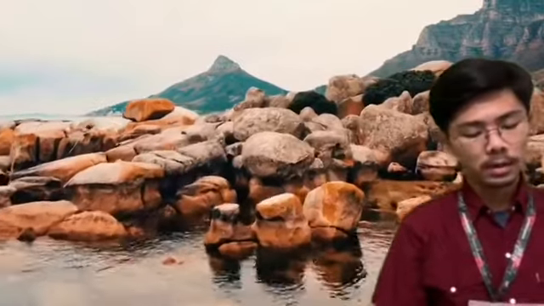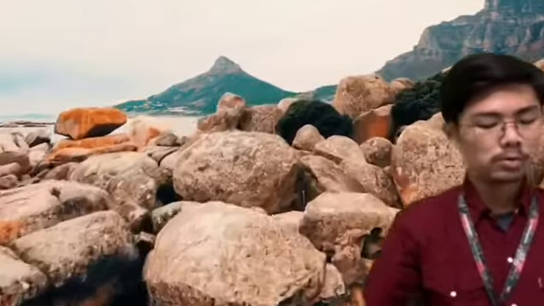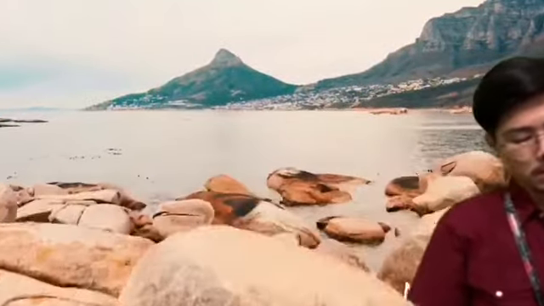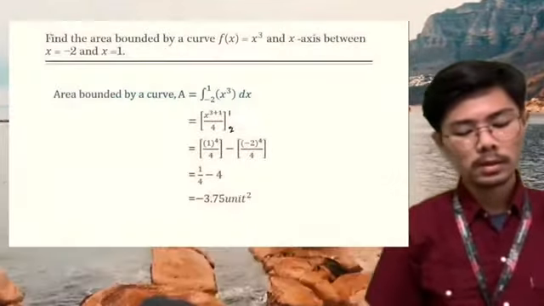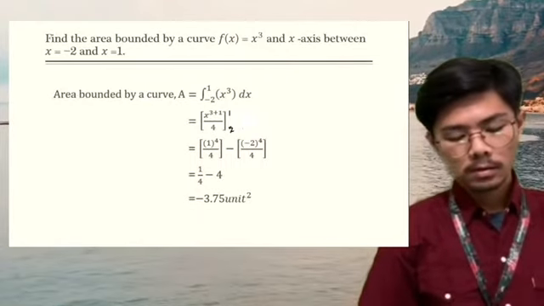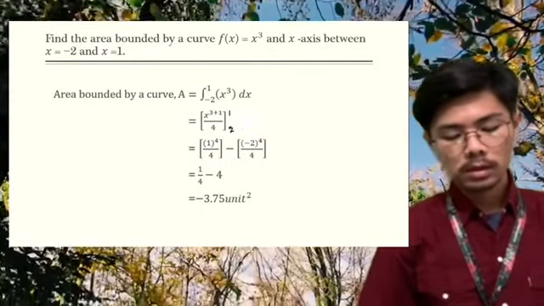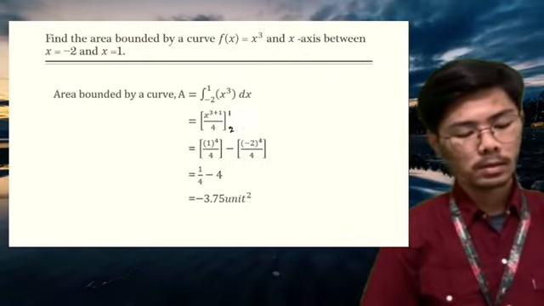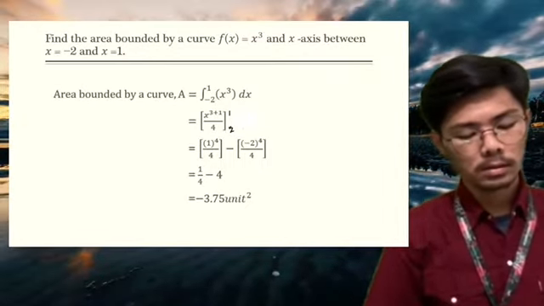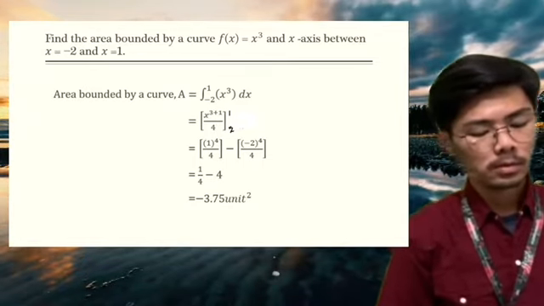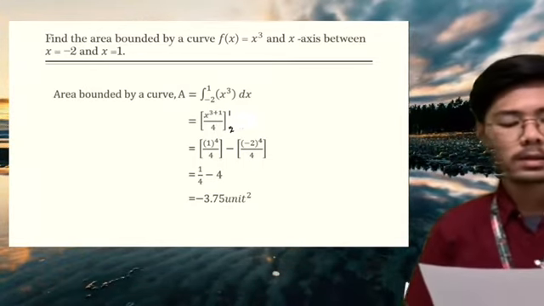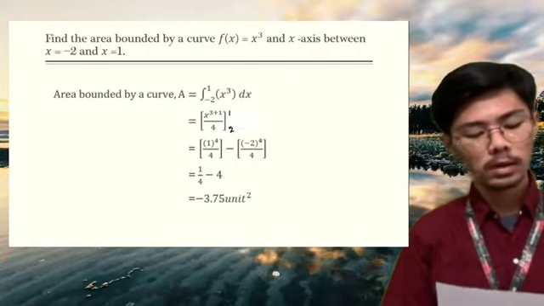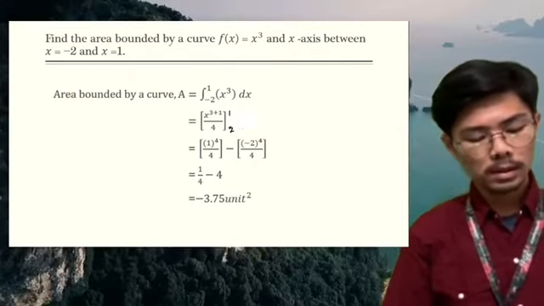Okay, today I want to present our presentation 2. My friend and I take question number 2. A. Find the area bounded by the curve f(x) equals x cubed and the x-axis between x equals negative 2 and x equals 1. First of all, A equals the integration from negative 2 to 1 of f(x) dx.